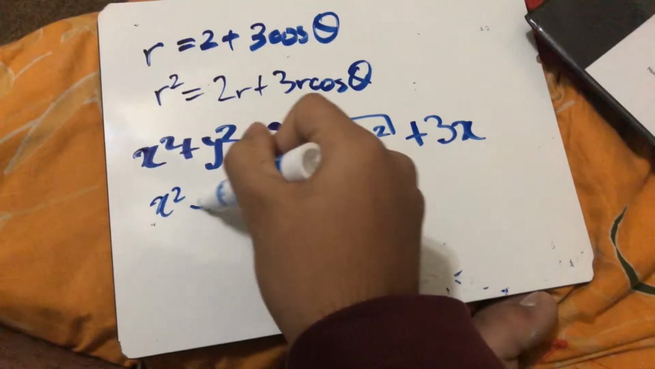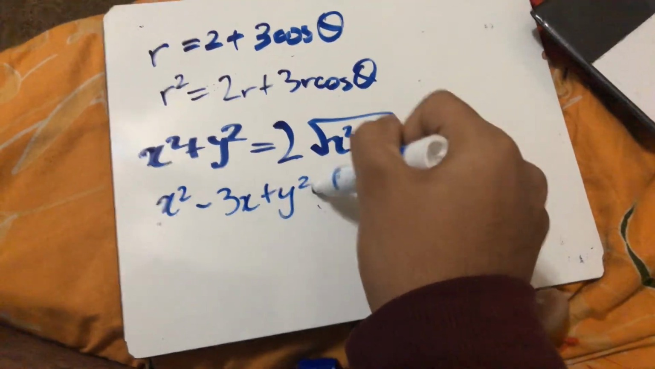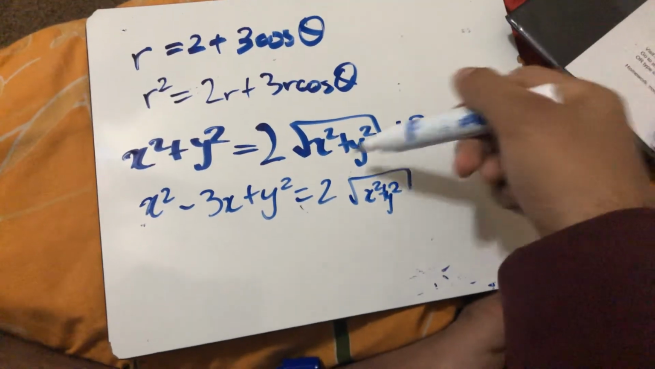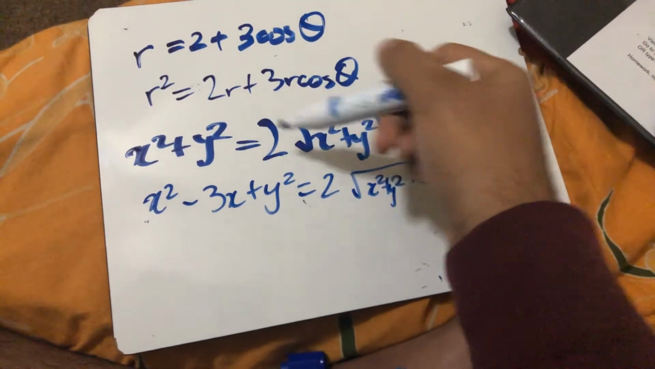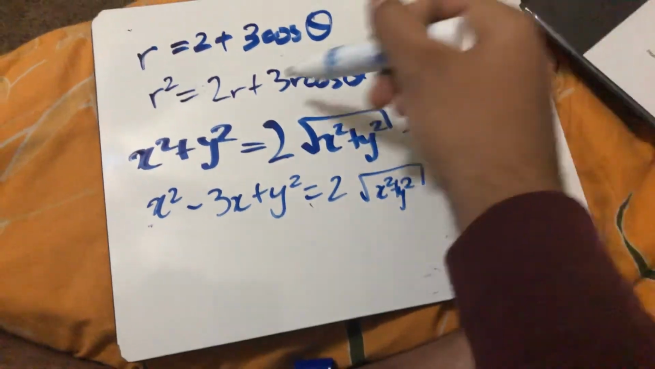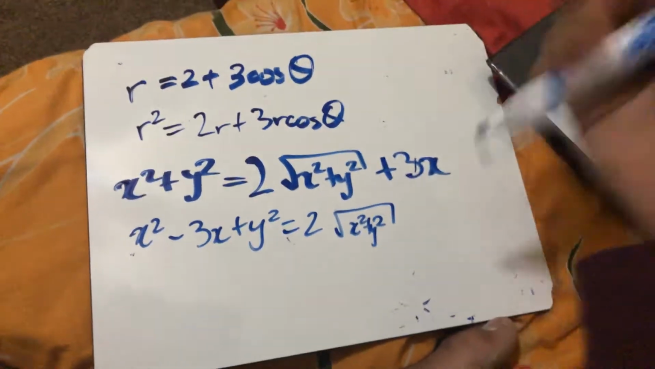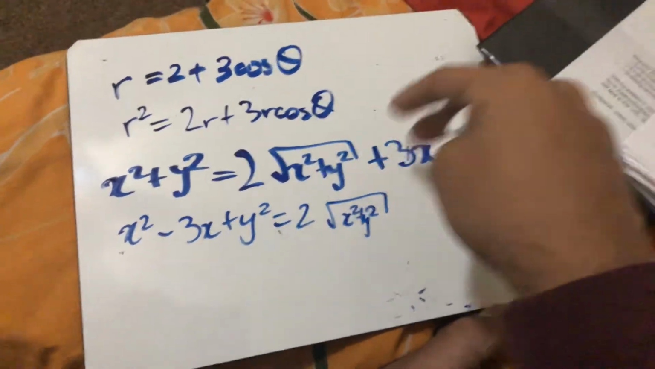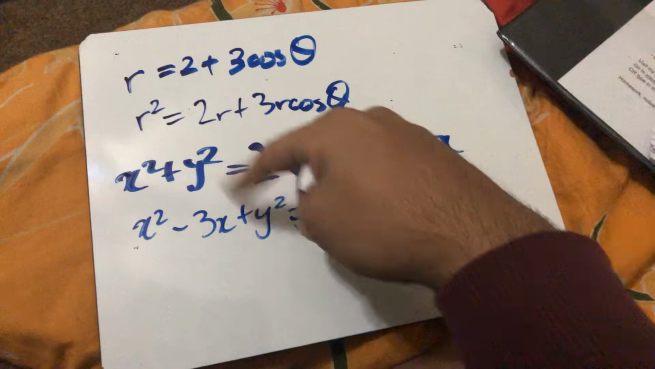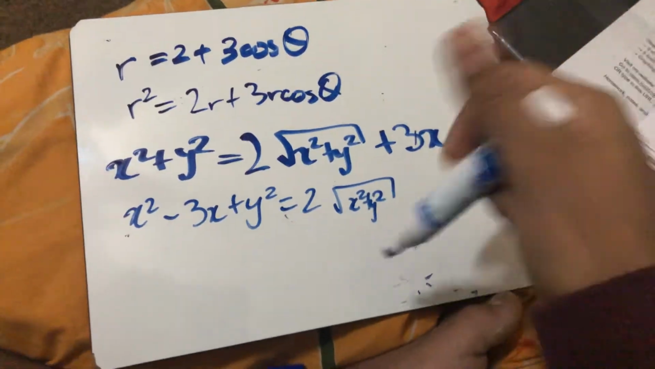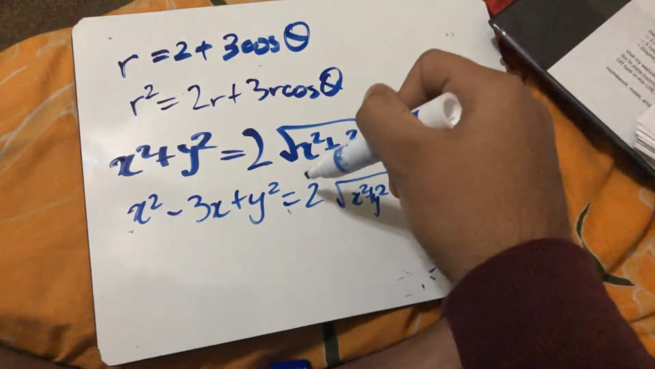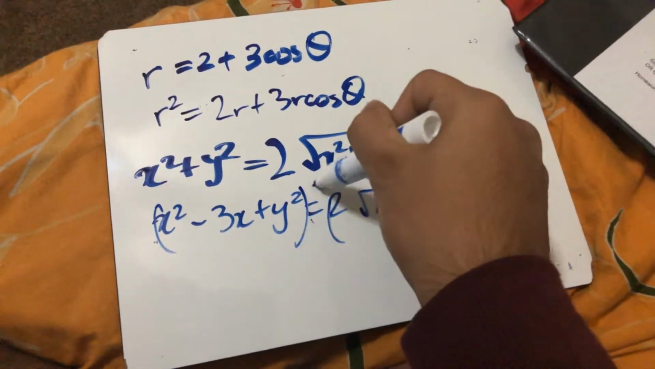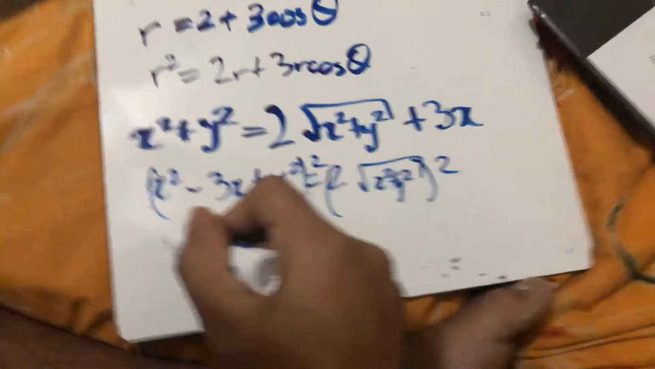So it'll be x squared minus 3x plus y squared equals 2 times the square root of x squared plus y squared. So the reason I did this was because if I move this to this side, now if I square both sides, I don't need to worry about expanding the binomial squared, right? It'll be this term plus this term, the whole thing squared, and that'll be ugly. So instead, if I move this over to this side, I just have to square this, and I'll have to square this, right?